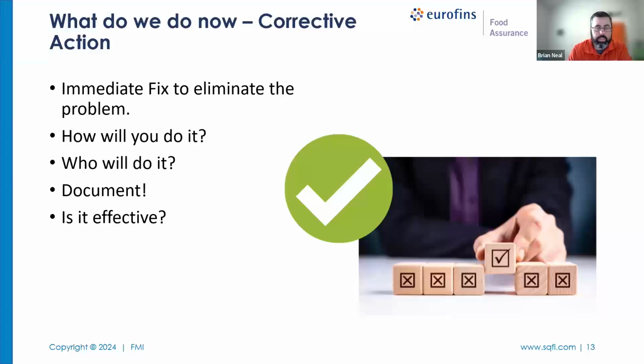And of course, is it effective? Yeah, we can put a nice pretty corrective action together, tie a bow on it and ship it on its way. But is it actually effective? Does it actually work? So that's where the implementation part comes in, and we'll get into that. We don't want to steal the thunder from that side, but is it effective?